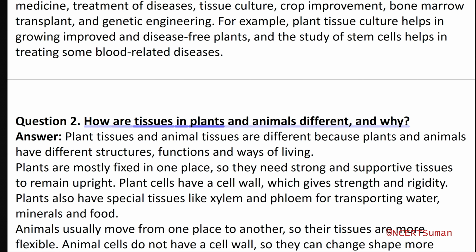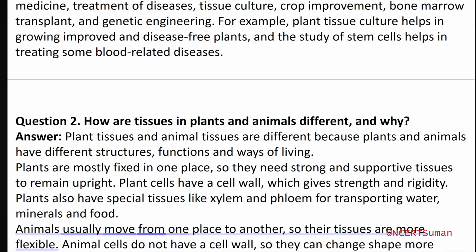Question 2. How are tissues in plants and animals different, and why? Answer. Plant tissues and animal tissues are different because plants and animals have different structures, functions, and ways of living. Plants are mostly fixed in one place, so they need strong and supportive tissues to remain upright. Plant cells have a cell wall, which gives strength and rigidity. Plants also have special tissues like xylem and phloem for transporting water, minerals, and food.